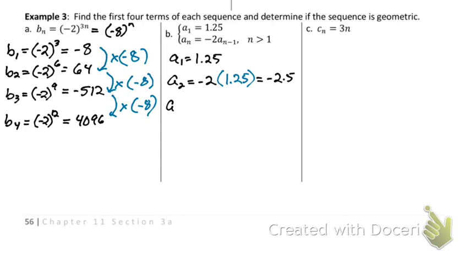Then our third term is going to equal a negative 2 times the term right before it, which would be negative 2.5. Which is going to equal a positive 5. And then you'd find out your last one is, in fact, a negative 10. So that is, in fact, geometric. You are multiplying by negative 2 over and over again. So both of these two were geometric.